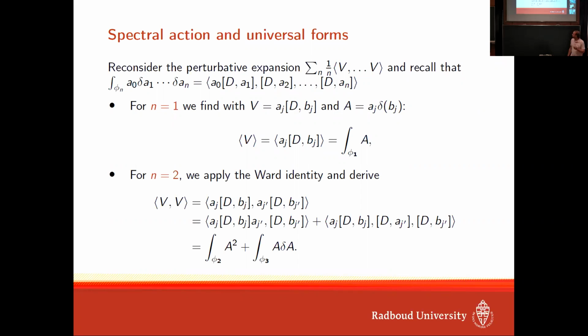The n equal to 2 case is already more interesting, because there you have V, V, and there are sums over J and J prime. What I do is apply this identity 2, moving over the comma, if you wish, and then you have J prime there. Then an additional one form is being created. This is the game one starts to play, because the first term will be phi 2 used to integrate A2, and the second one will be phi 3 to integrate A delta A. There's a differential entering, because of this additional term I created.